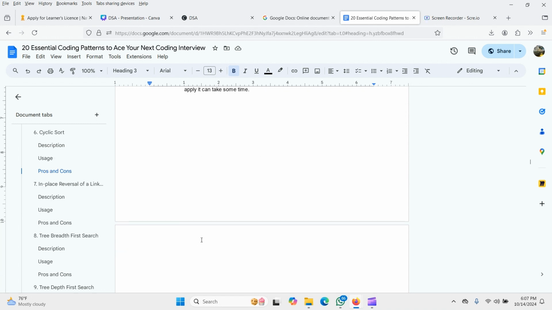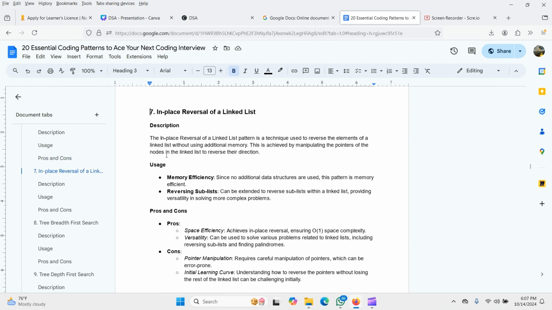The next coding design pattern is the in-place reversal of a linked list. The in-place reversal of a linked list pattern is a technique used to reverse the elements of a linked list without using additional memory. This is achieved by manipulating the pointers of the nodes in the linked list to reverse their direction. What is the usage of this pattern? It is memory efficient, since we are not using an additional data structure to store the data.